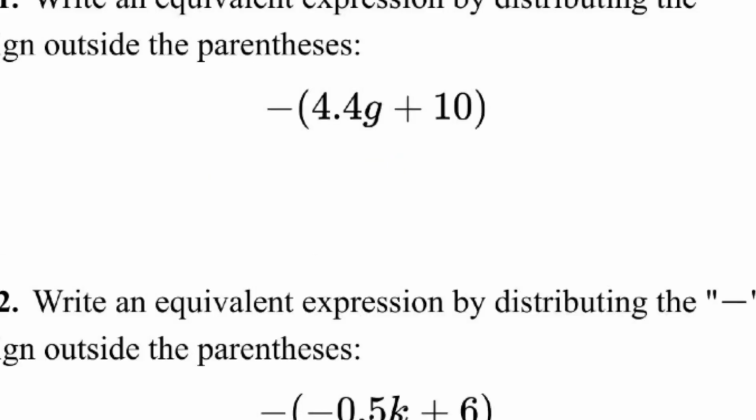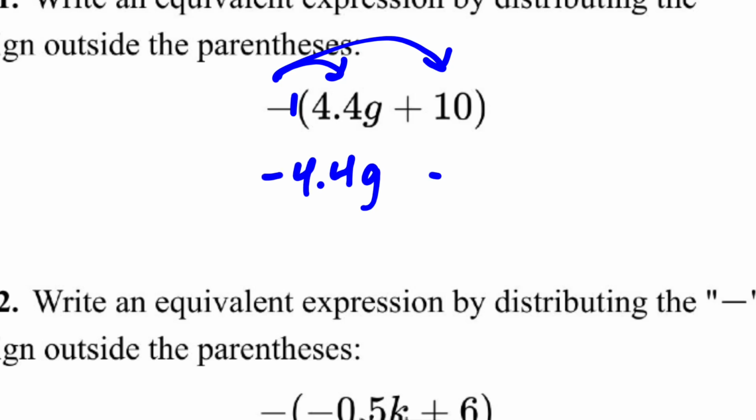Sometimes they have us distribute a negative. Remember that a negative is really like a negative 1. So if you're going to multiply, on your calculator you could type in 4.4 times negative 1, and all that it does is switch the sign. So 4.4g plus 10 becomes negative 4.4g minus 10.